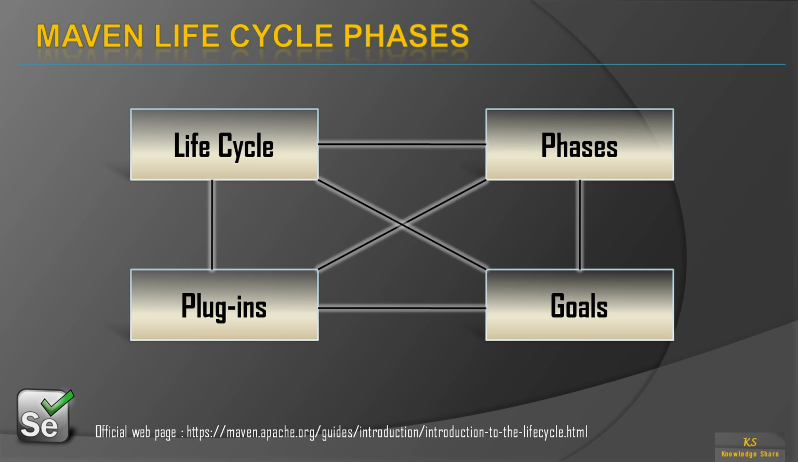whether you are a developer or a tester. For all of them, these four terminologies are common. One is life cycle, the other is phases, the other is plugins, and the next one is goals. All these four are interconnected and interrelated to each other as well. That's the reason in a picture I have put a connection between all four attributes of Maven.